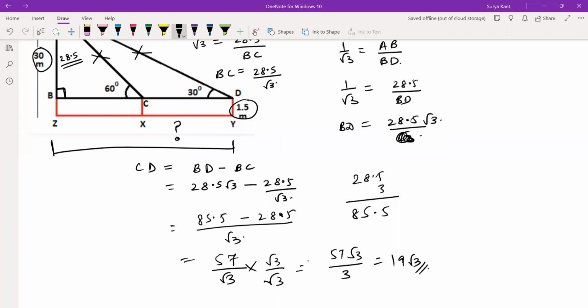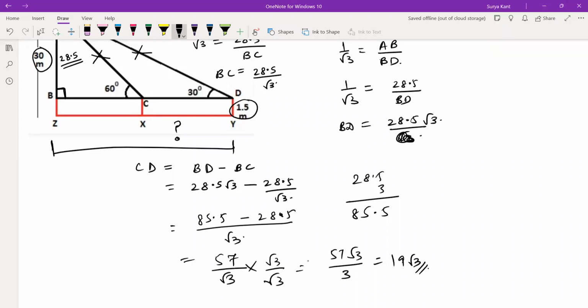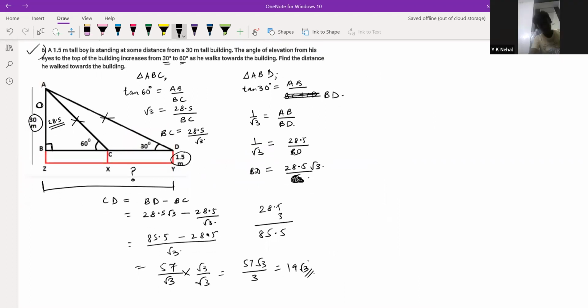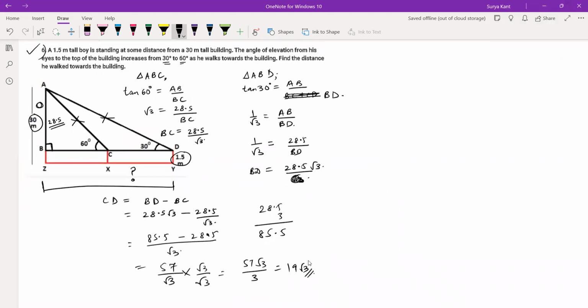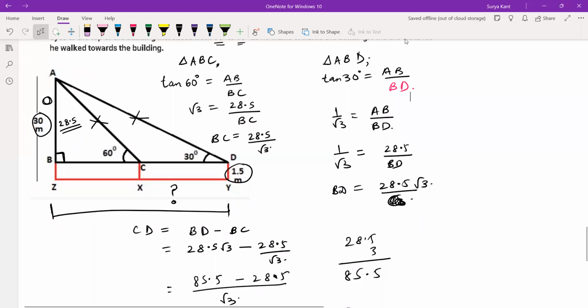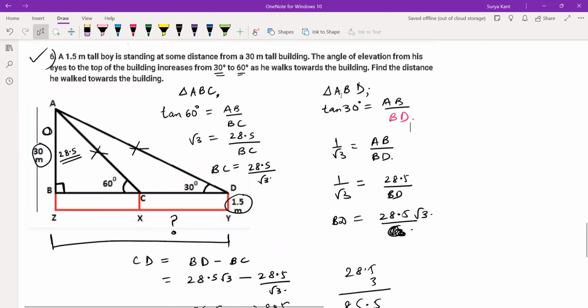Is it clear? Yes, sir. All right, so this 19 root 3 is the final answer for CD. In this way, we have to think over here and then move further. We can also use what we wrote before, BC plus CD, not a problem. You may feel difficulty, since it comes as 28.5 by root 3 plus something, and you should solve that part again. You can try that way also. If you have doubts, you can ask. All right.